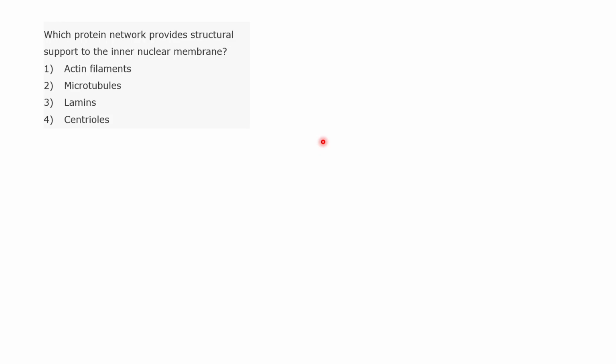Coming on to the next question. Which protein network provides structural support to the inner nuclear membrane? Actin filaments, microtubules, lamins, or centrioles? Which may be the answer? Yeah, I am getting option number 3. Any other option?